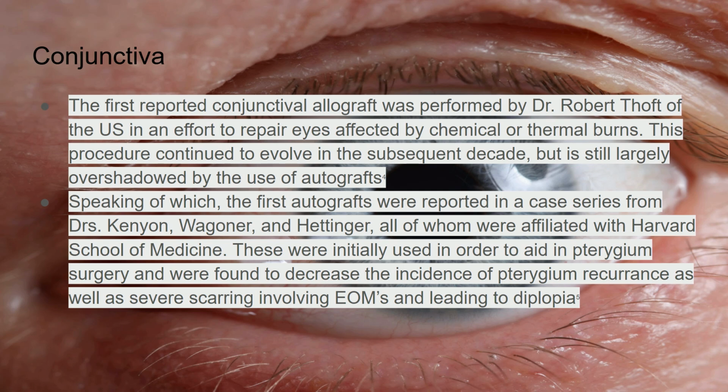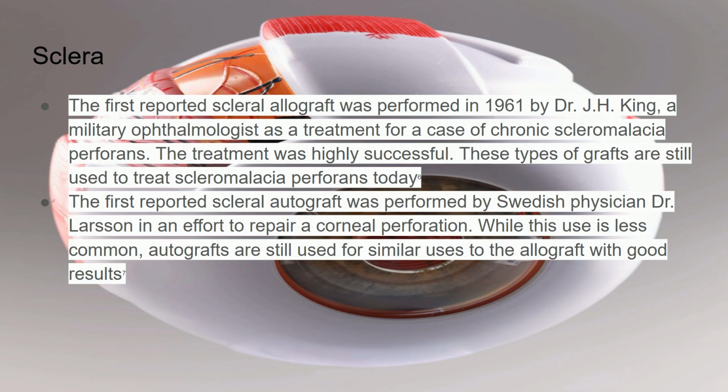Autografts were first reported by doctors Kenyon, Wagner, and Hedinger, who were all affiliated with the Harvard School of Medicine. These were initially used in pterygium surgery to help prevent pterygium recurrence and improve outcomes, especially with regard to the scarring afterwards that affected the extraocular muscles and would sometimes cause diplopia. They found that it cut down on those complications.